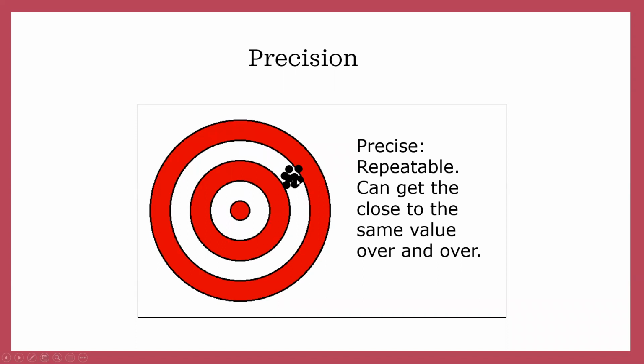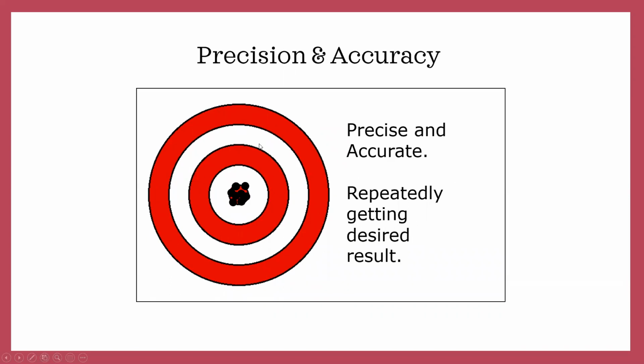This, on the other hand, is precise. It's not accurate because we didn't get our desired value, but we did get a repeatable result. So that's called precision, okay? So if you wanted to have a bunch of center bullseyes, then it would be called precise and accurate because you can get the same result repeatedly, and it is the desired result.